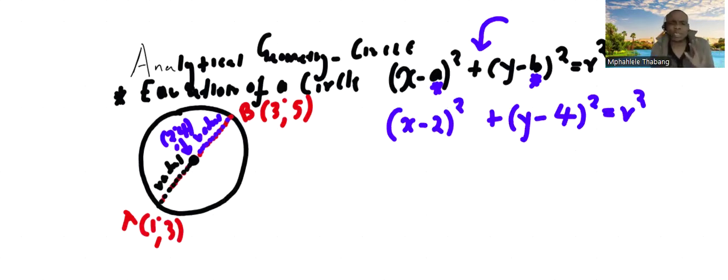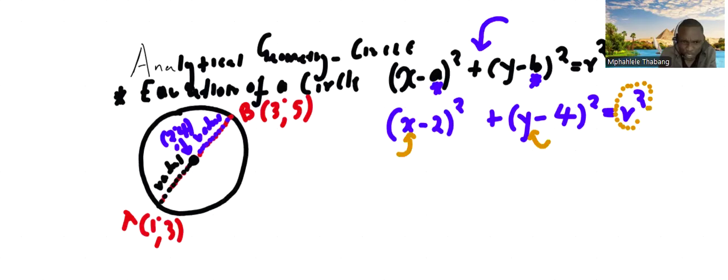Now, actually, you are almost done. Look, you have (x minus 2) squared plus (y minus 4) squared equals r squared. This is almost a complete equation of a circle. It's just that we have to find the value of r squared. If we know the value of r squared, we are done. So we have to find r squared and substitute it. I'm going to substitute x and y by any point from the circumference of the circle.